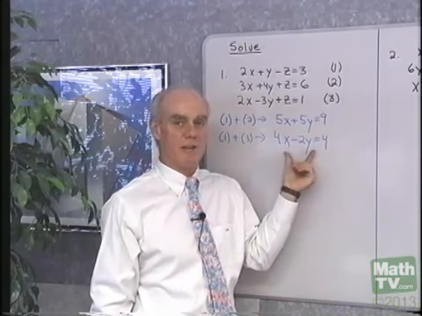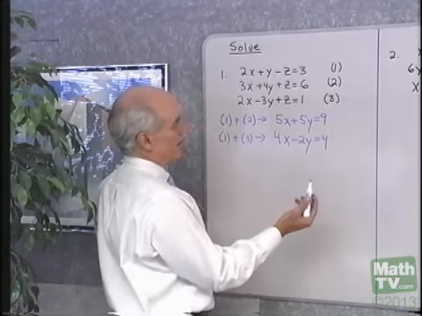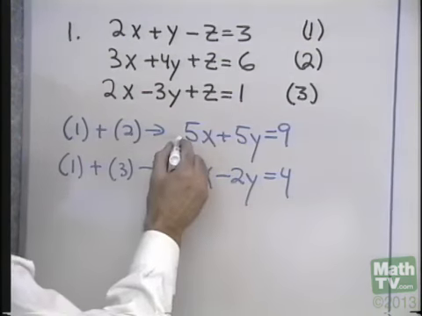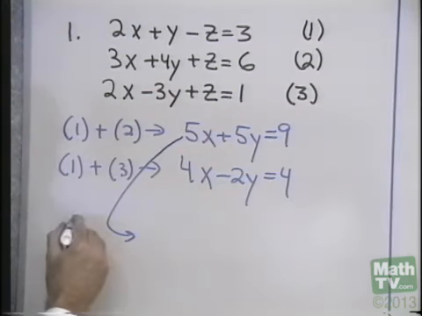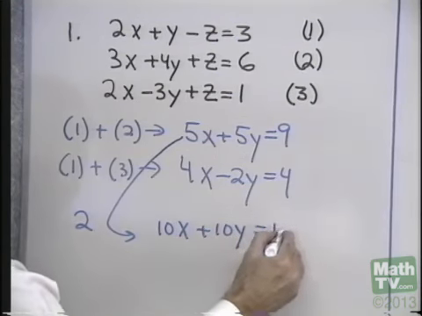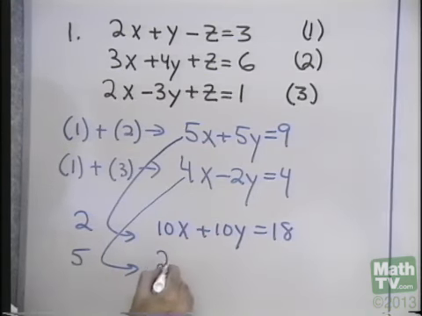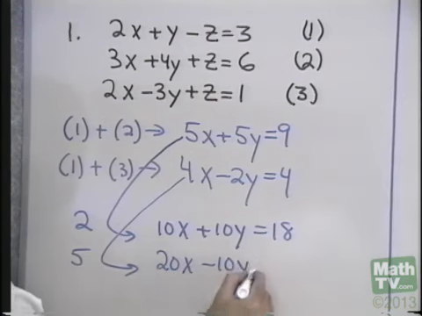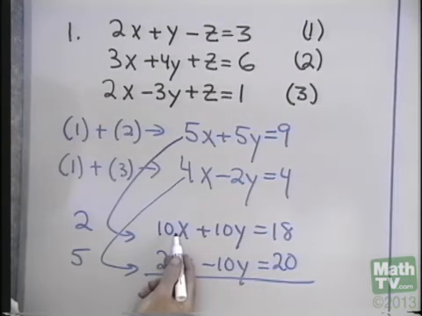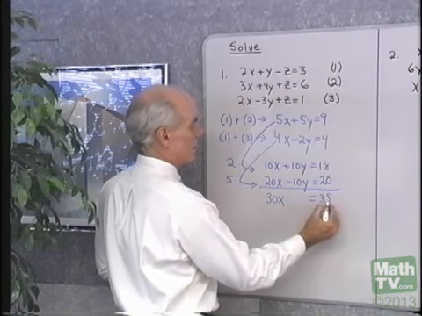Now I can solve this system for x and y in the same manner that I solved the systems in the previous section. So let's decide that we want to eliminate, it doesn't really make any difference, let's eliminate y from this pair of equations. So I'll multiply this first equation here by 2, and I'll have 10x plus 10y is equal to 18. Then I'll multiply the second equation by 5, and I'll have 20x minus 10y is equal to 5 times 4 is 20. Now when I add them together, 10x plus 20x is 30x, plus 0y is equal to 38.